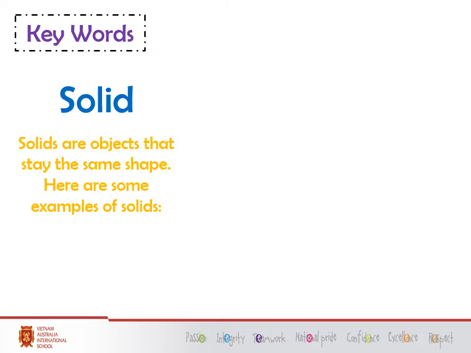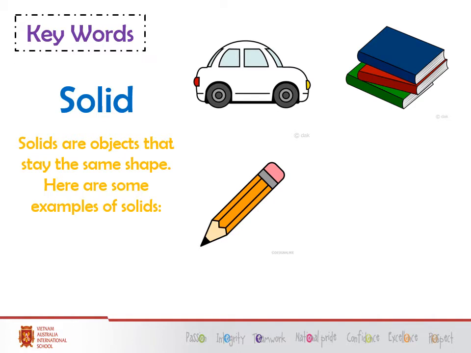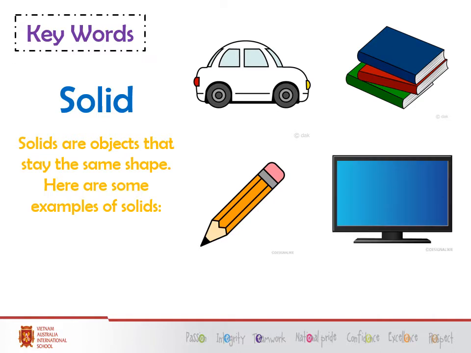Solid. Solids are objects that stay the same shape. Here are some examples of solids. Car, pencil, books, TV are some examples of solids. Can you think of any more solids?